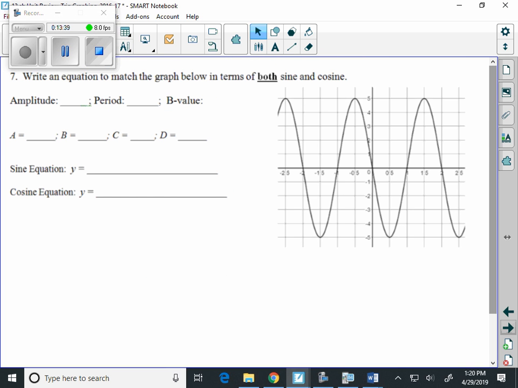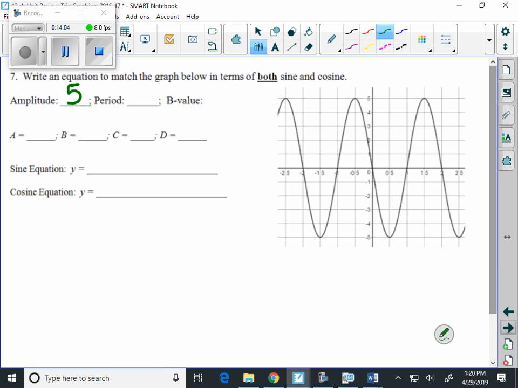One more time. If we write an equation to match the graph below in terms of both sine and cosine, as I take a quick look at this graph, I see that the high point is at 5 and the low point is at -5, which means that we don't have to have a new midline on this. We know that our amplitude is 5.